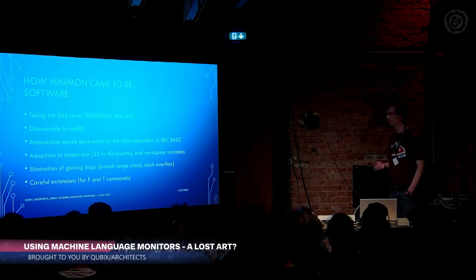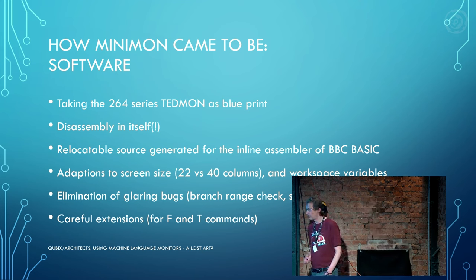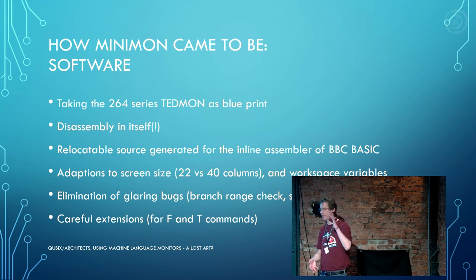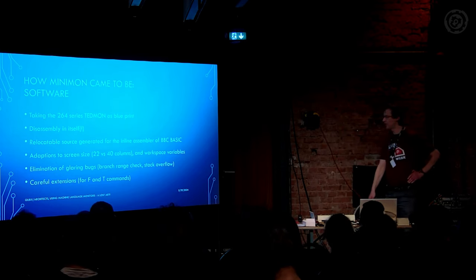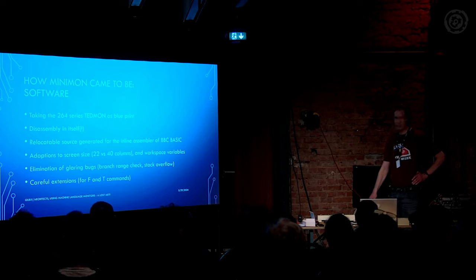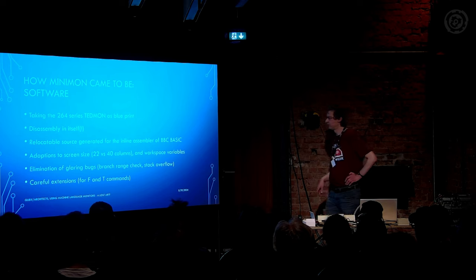And at that point, I thought I was cut and dried with that. And then I looked into the code and thought, what a mess. Actually, the original TEDMON in the ROM had a wrong branch range check. The branches in the 6502 have a limited range, and it was simply wrong by 2 bytes. And also, if the user entered wrong commands, then a stack overflow could occur after roughly 60 inputs, and they didn't test for that. I eliminated those bugs, and only when I was finished with that, I added some careful extensions and two commands.